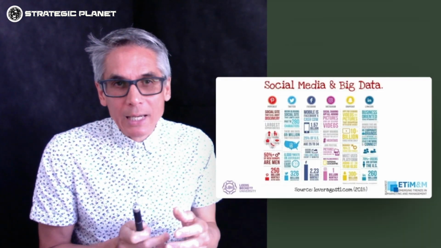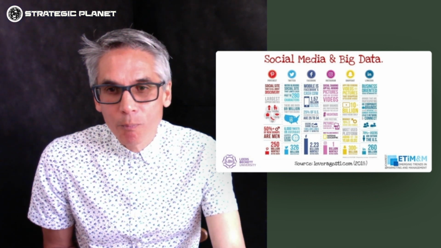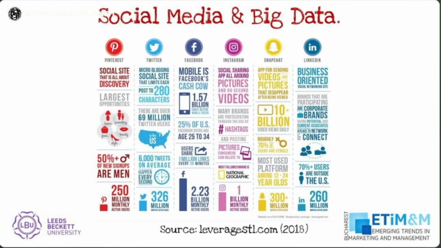Now, why social media? This particular slide here is a couple of years old now, 2018, because actually we're missing TikTok. TikTok's another platform which is growing and really should be in there. But some of the key things that you can see from here, if you look at the second column with Twitter, 6,000 tweets on average every second, and then on Facebook, 1 million links are shared every 20 minutes.